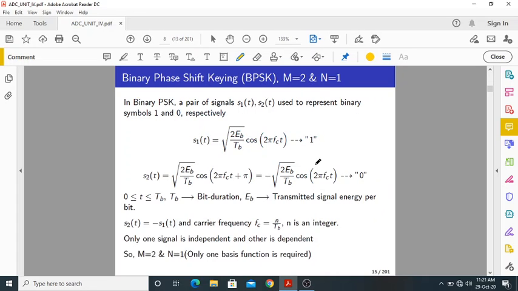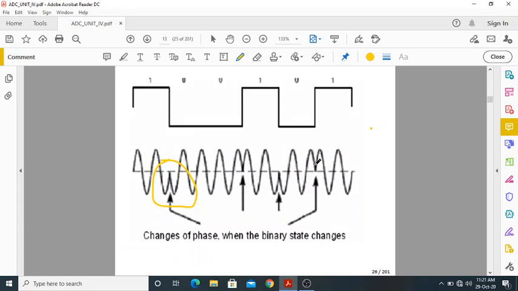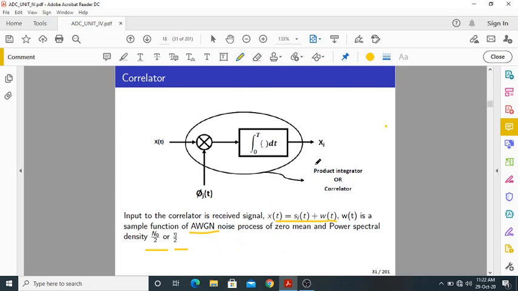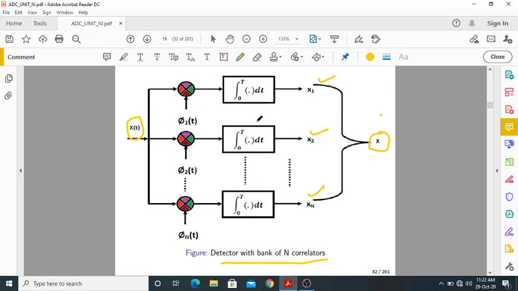Now, I am discussing the demodulator in general, not BPSK. We'll come to BPSK later, but let me first discuss the generalization of the detector or demodulator.